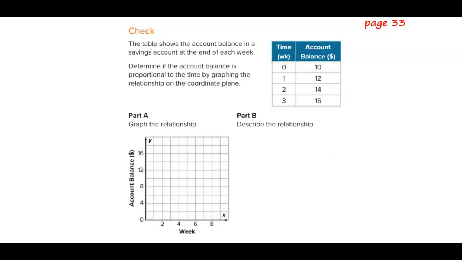Here, you knew we were going to get around to savings accounts eventually. We have a savings account, and it looks like the savings account starts with $10. So we're going to graph the point 0, 10, which right away tells us this is not a proportion. Okay, but I'll go ahead and graph the rest of the points. 1, 12 would be here, 2, 14 would be here, and 3, 16 would be here. And it is a nice straight line, very nice straight line, but it's not proportional because it doesn't pass through the origin.